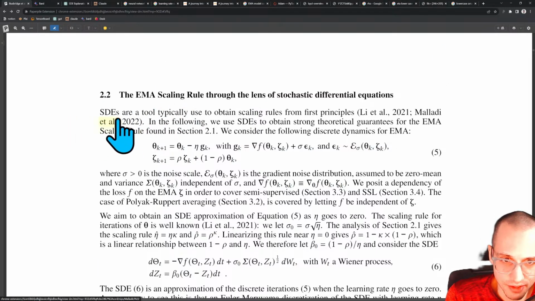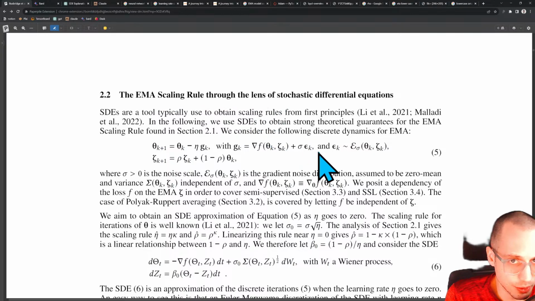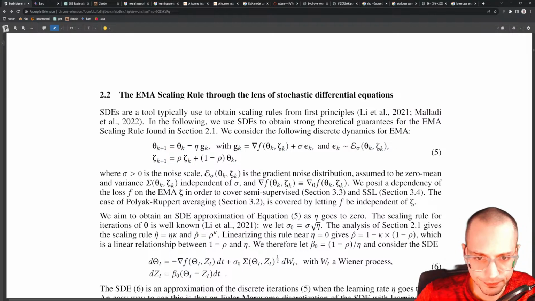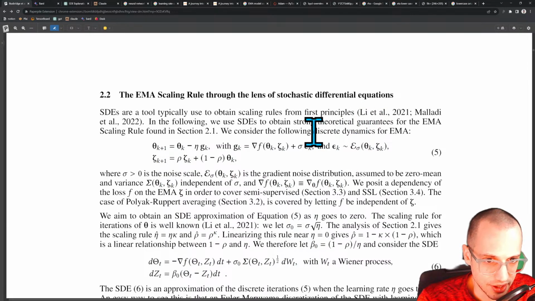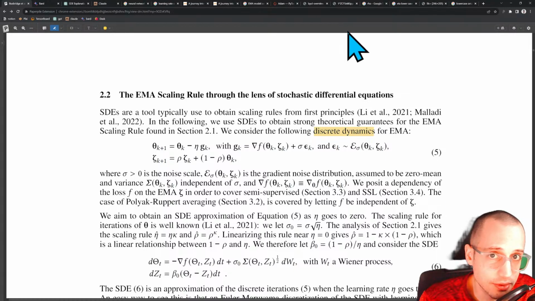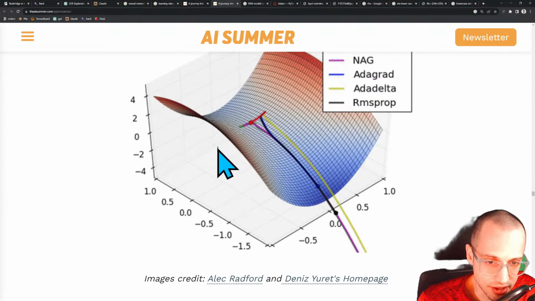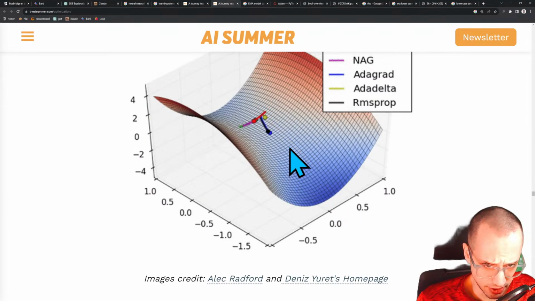SDEs, stochastic differential equations, are a tool typically used to obtain scaling rules from first principles. In the following, we use SDEs to obtain a strong theoretical guarantee for the EMA scaling rule found in section 2.1. We consider the following discrete dynamics. So, dynamics that are discretized, because we're taking discrete steps, right? Even though this makes it seem like it's continuous, it's not continuous.